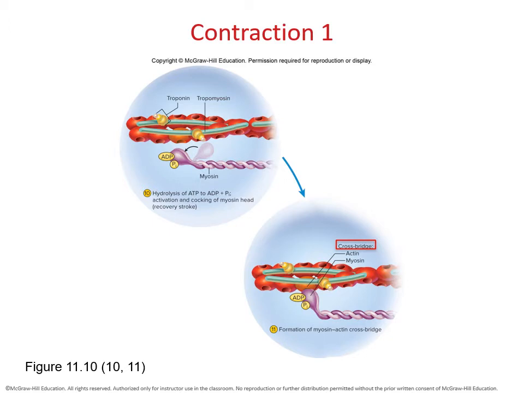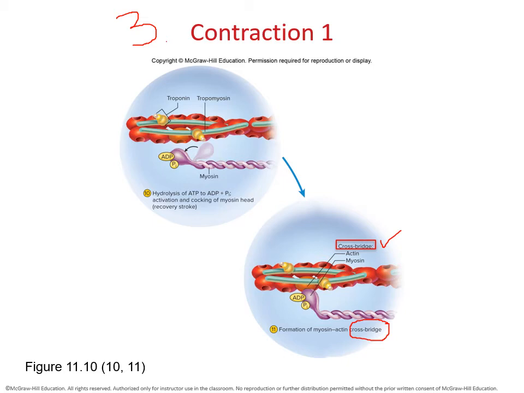So this brings us to the third step, which is the actual contraction of the muscle. In order to do that, we're going to need to create what we call a cross bridge. And here it is highlighted as well. A cross bridge is a physical connection between the head of the myosin and the active site on the actin. So they need to physically make a connection.